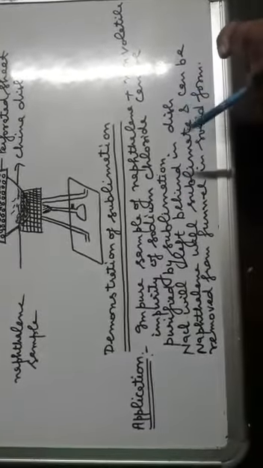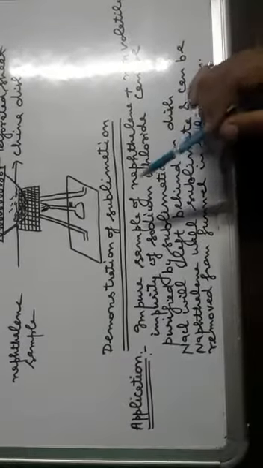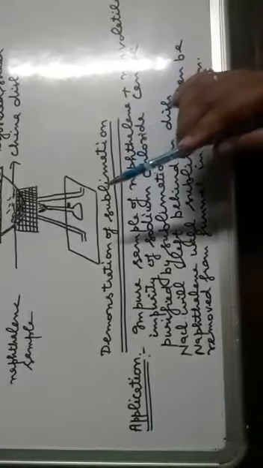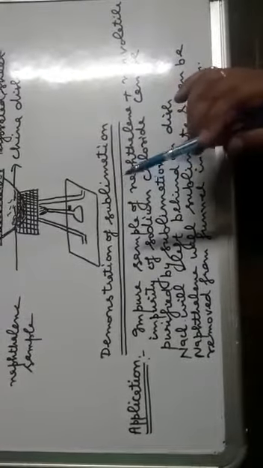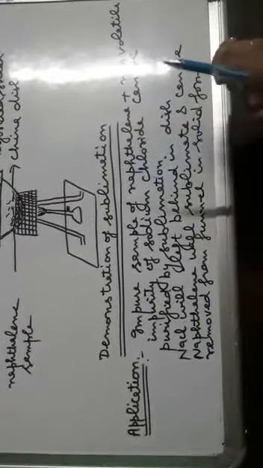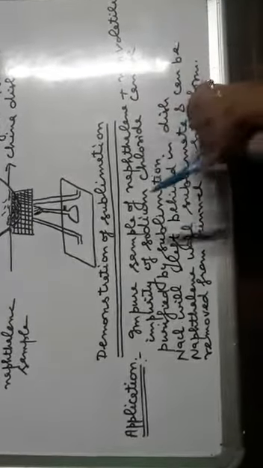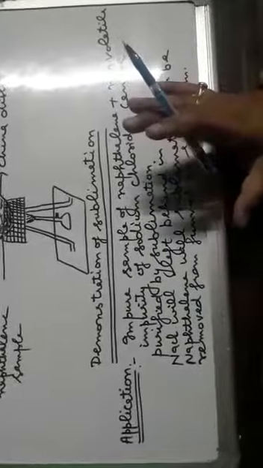Naphthalene will sublimate and can be removed from the funnel in solid form. What will be left behind in the china dish? The sodium chloride will be left behind in the china dish. So this is the application of sublimation.